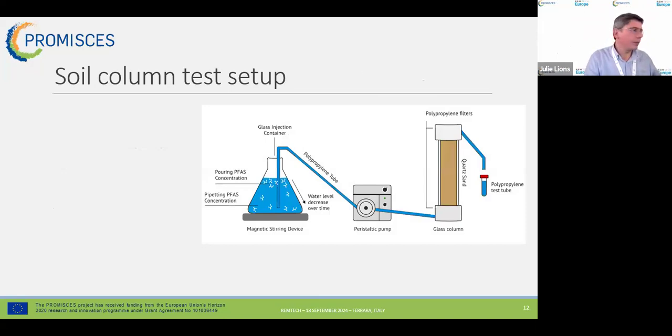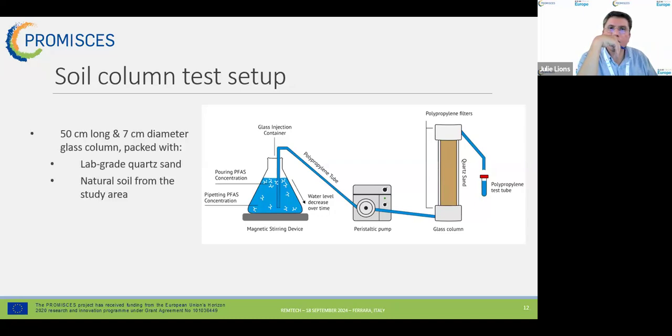So here's the column test setup. We have an injection solution containing 10 different PFAS. This is then transported by a polypropylene tube to the column, which is filled with sand. The injection solution is pushed through by the pump, and the samples are then taken from the effluent. The column is 50 centimeter long and 7 centimeter in diameter.